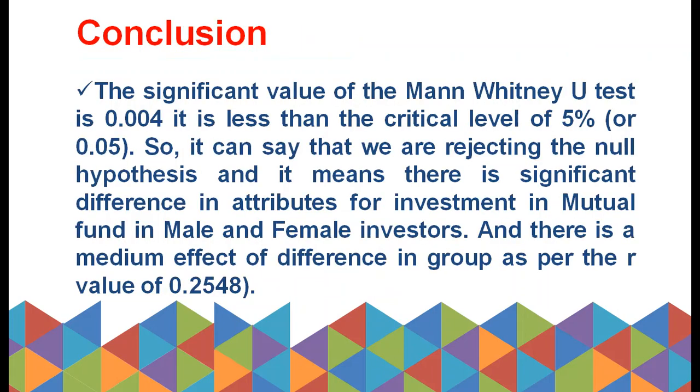So this is how we can interpret the results. Overall we can conclude that the null hypothesis is rejected, and so we can say that there is a significant difference in the attributes for investment in a mutual fund between male and female, as well as a medium effect of the group difference from the effect calculation. So this is how you can interpret the test results and identify the effect. So thank you.